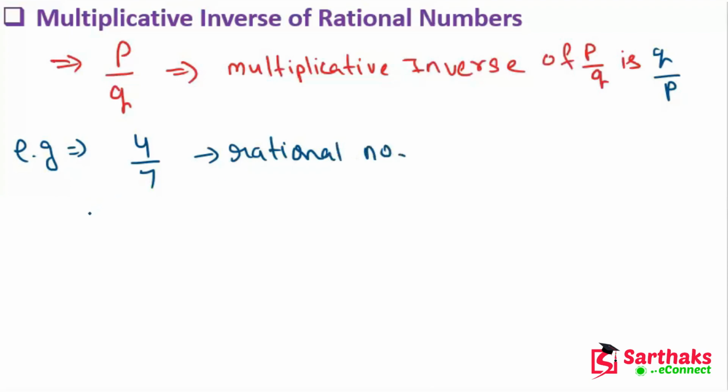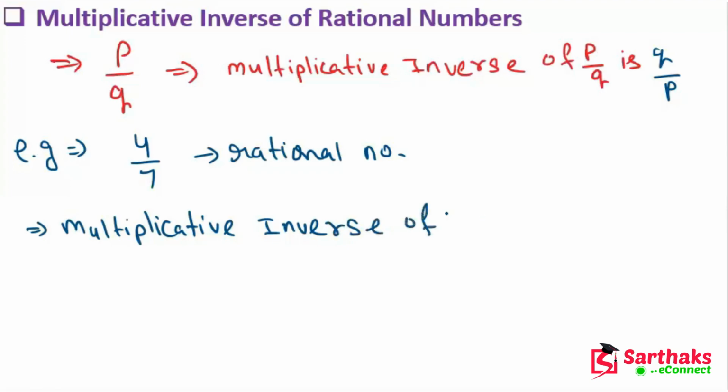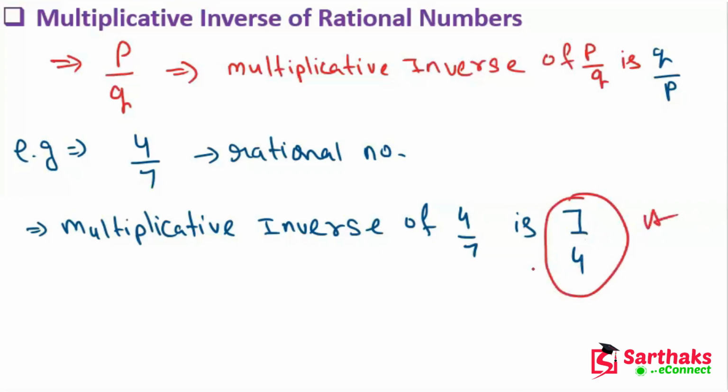Okay, so now my dear friends, the multiplicative inverse of 4 upon 7 is 7 upon 4. So this is the answer, 7 upon 4. So 7 upon 4 is the multiplicative inverse of 4 upon 7. Now if you observe this, if we multiply 4 upon 7 into 7 upon 4, we get 1.